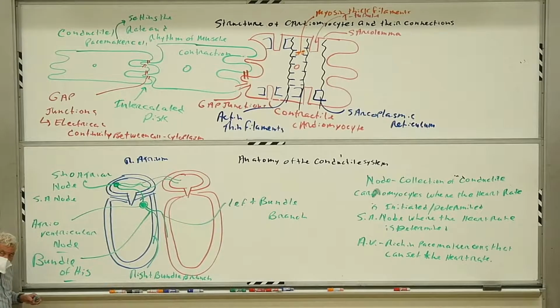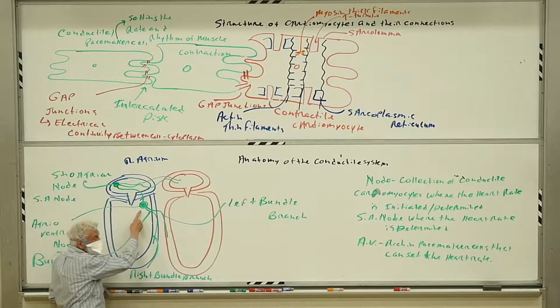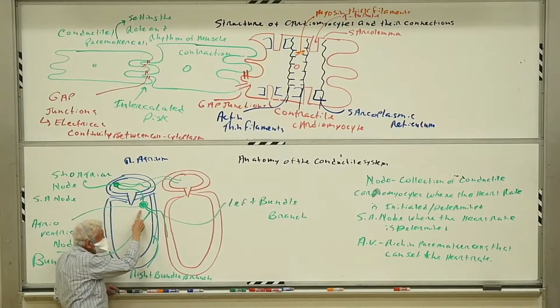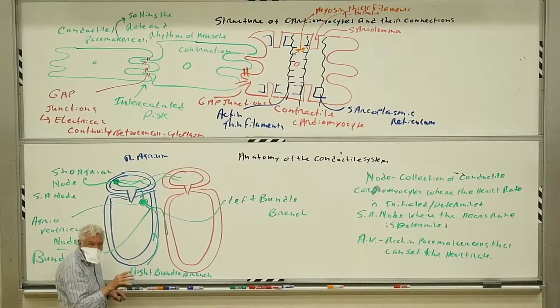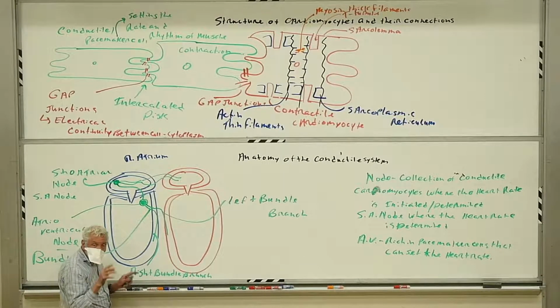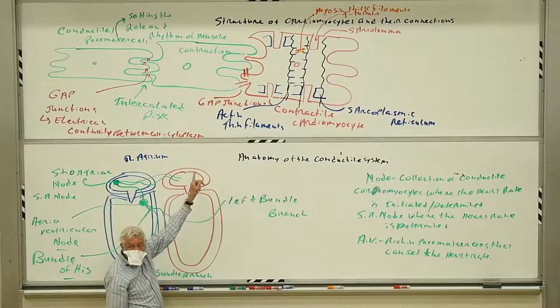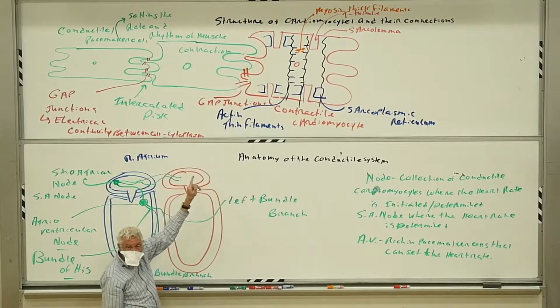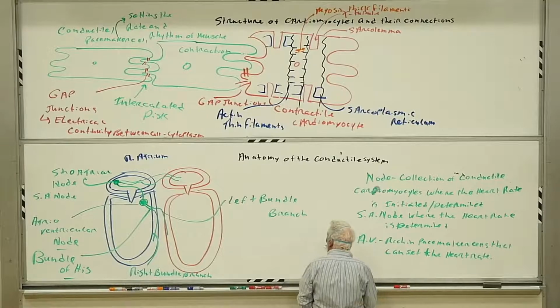So we've set up the potentials almost always in the SA node, which sends them to the AV node. The AV node then sends those potentials on through the bundle of His into the right and left bundle branches. But that's still all conductile system. We haven't yet delivered those signals to the contractile cells. So we haven't gotten to that interface that we showed above between the green cells and the red cells.